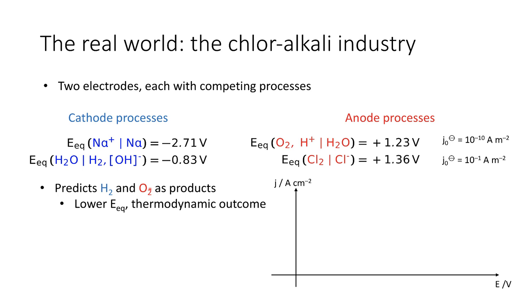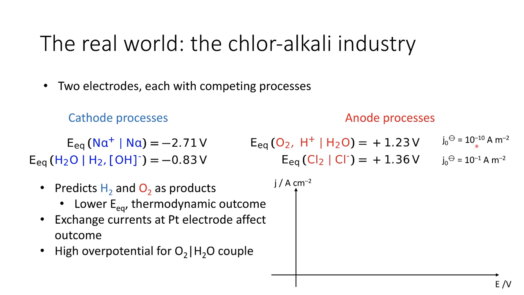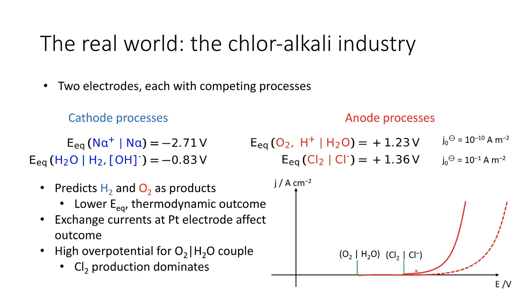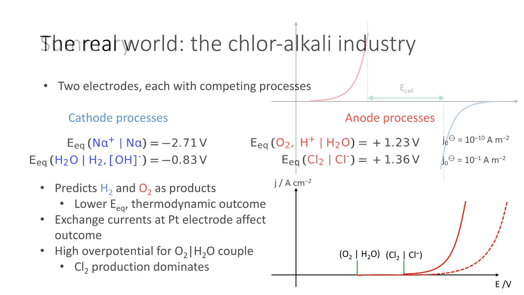However, when we look at the exchange current density as a function of the applied potential, we see that the exchange currents of that platinum electrode affect the outcome of the reaction. Because of the much, much smaller exchange current density, we require a very high overpotential for the oxygen-water couple. And we see that we need to apply a very, very high overpotential to supply any measurable amount of current to actually make that reaction proceed. If we look at chlorine instead, we find that for the same potential, we get a much greater current happening with the chlorine, so the chlorine production dominates.